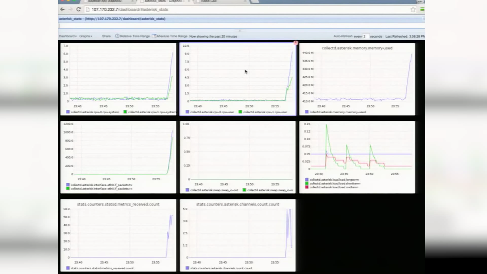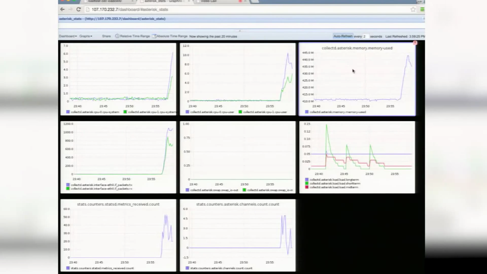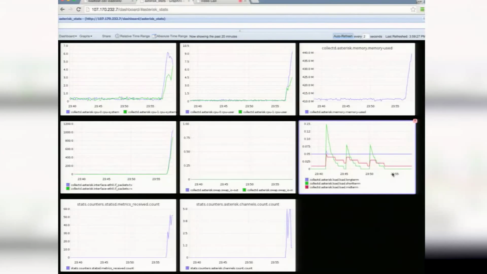Okay, so what is actually happening here? What was the load with 50 calls? So load with 50 calls is not much, apparently. But that was ULaw. So let's hold on. I haven't selected auto refresh. Yeah, so it's not very much.